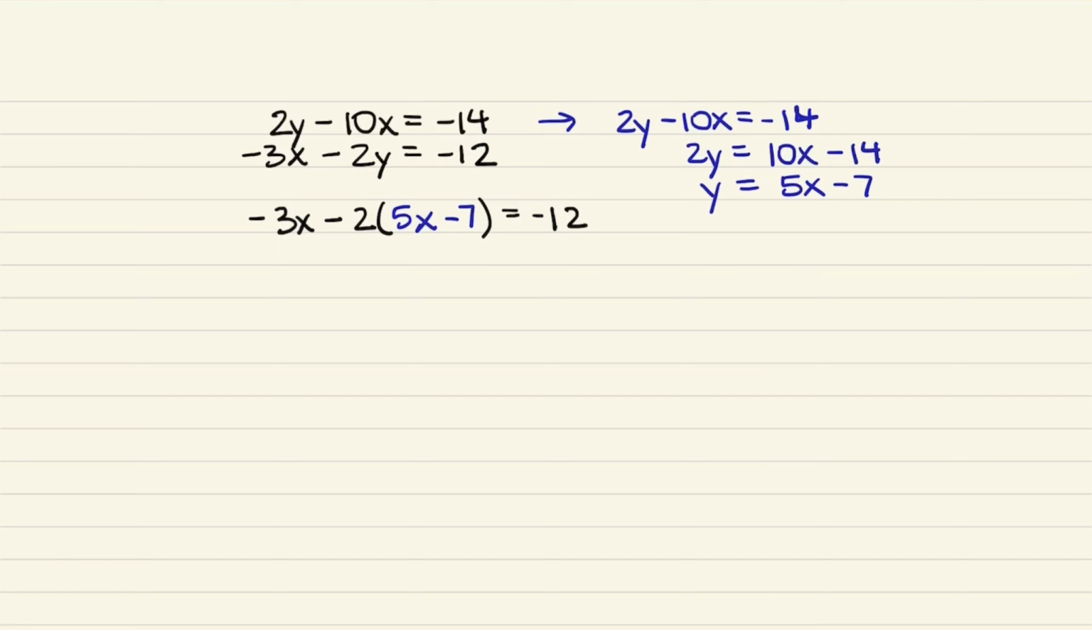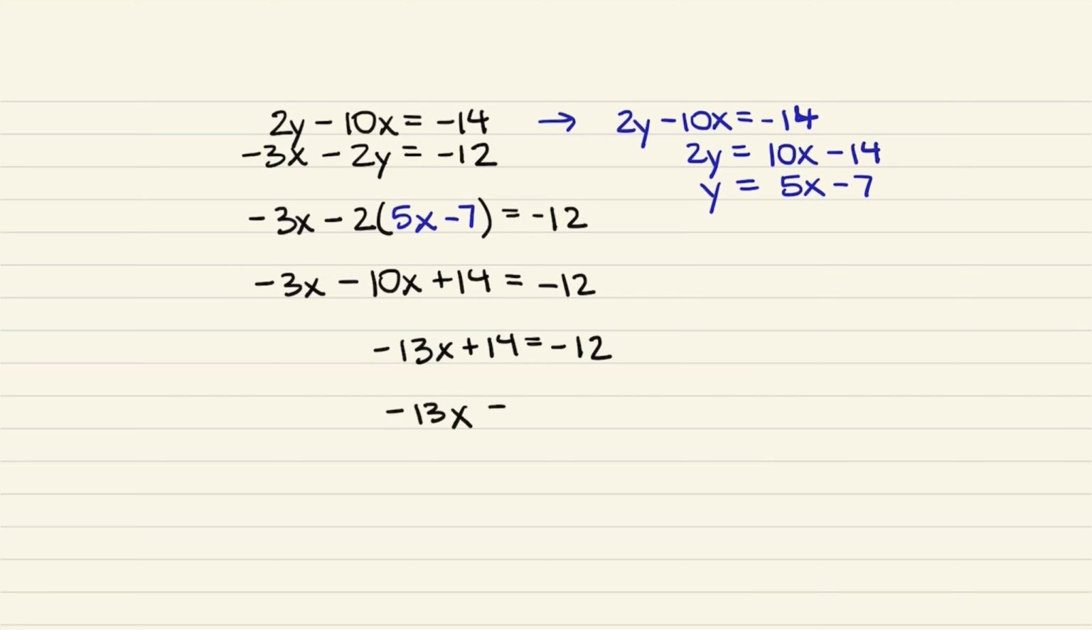Let's simplify it. We get negative 3x minus 10x plus 14 equals negative 12. Combine like terms, and we get negative 13x plus 14 equals negative 12. Subtract 14 from both sides. Negative 13x equals negative 26, and x equals 2. So now we're going to take our x value and plug it into our x in the equation.